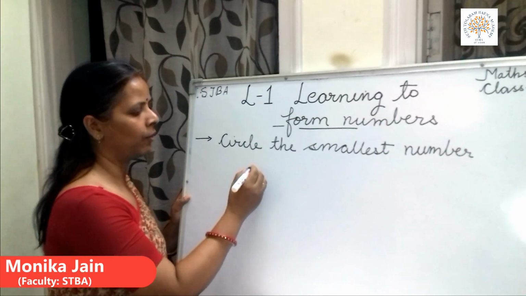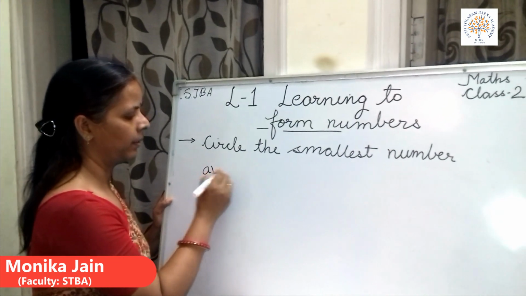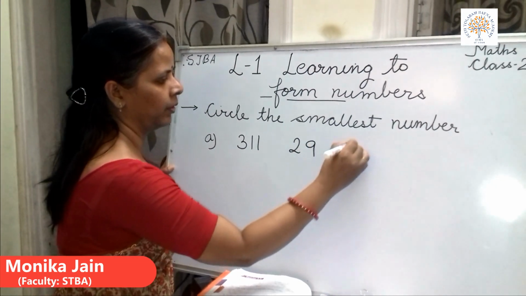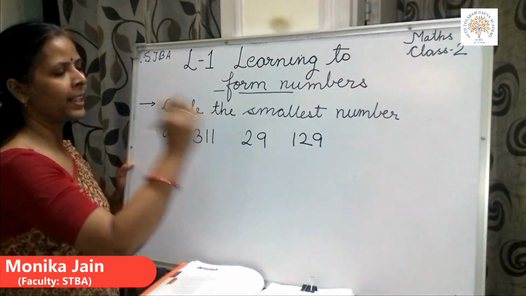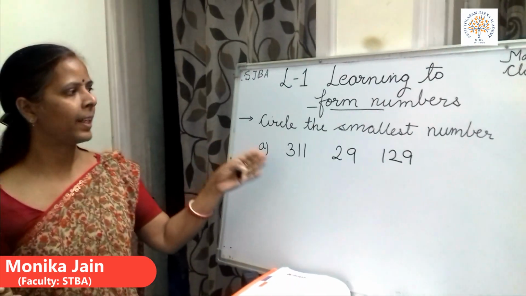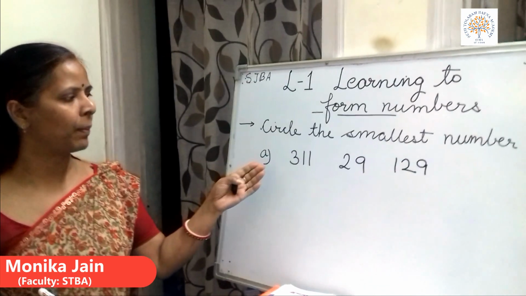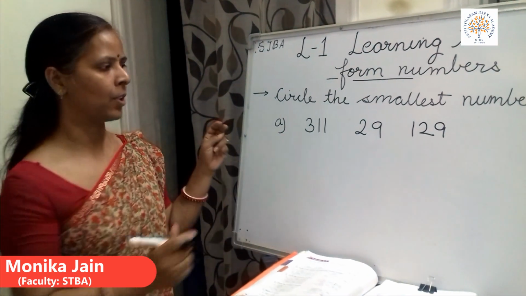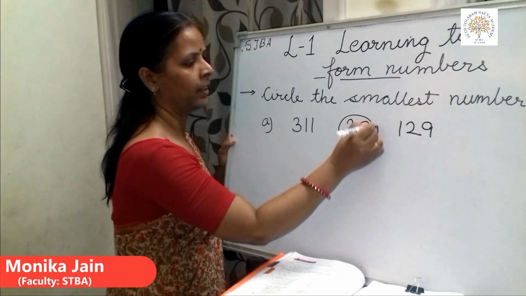Students, if there are three numbers, it is very easy to compare and circle the smallest number, because everybody knows a 2-digit number will be smaller than a 3-digit number. So you will circle it.